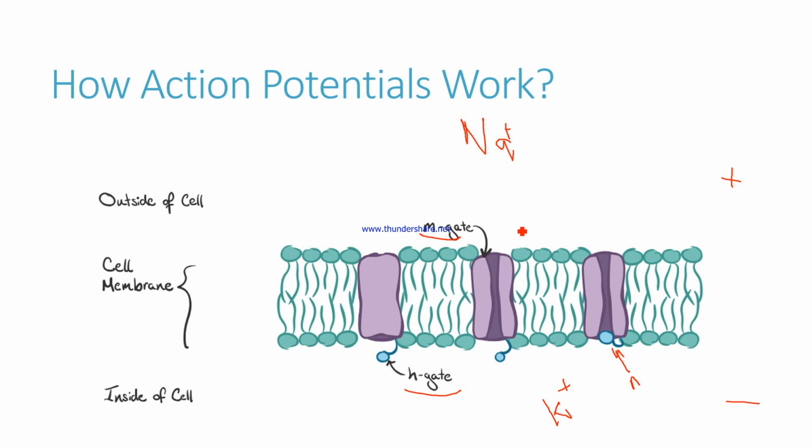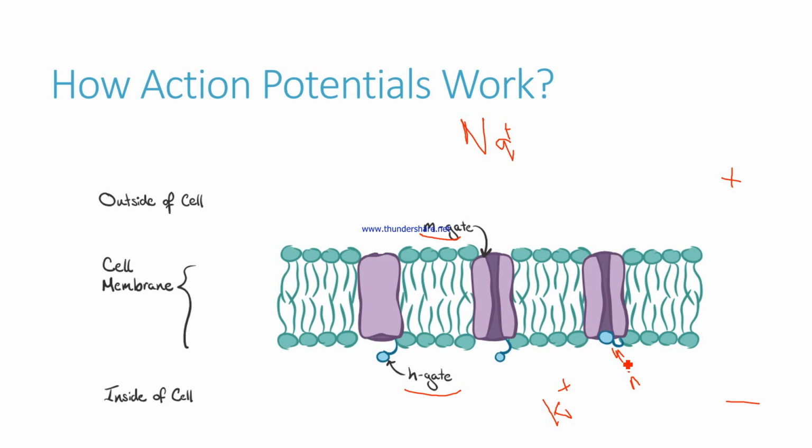Gate M is called the activation gate, is normally closed and opens when the cell starts to get more positive. The gate H, the inactivation gate, is normally open and swings shut when the cell gets too positive. And gate N is normally closed, but slowly opens when the cell is depolarized, very positive.